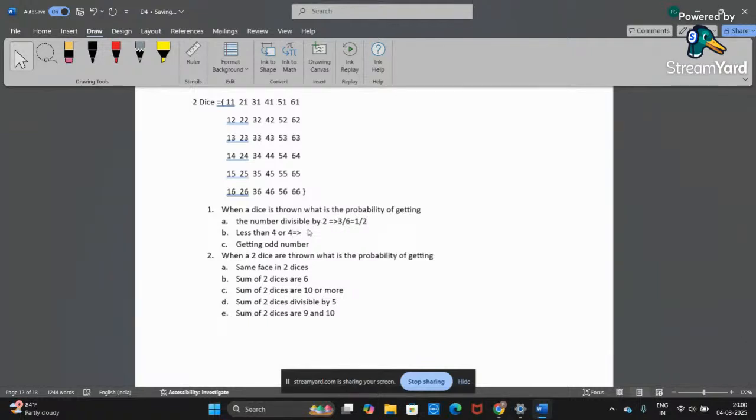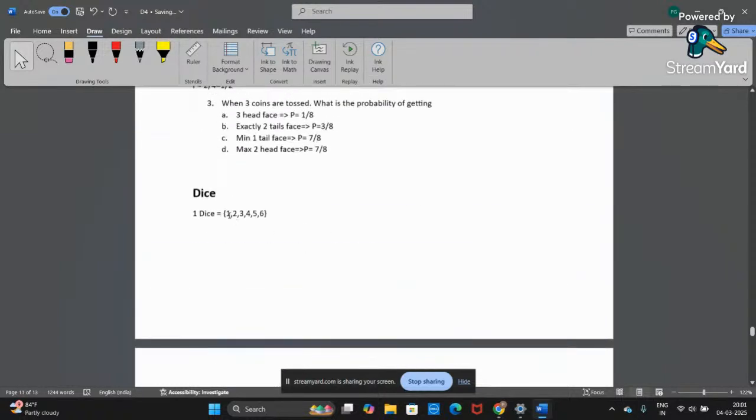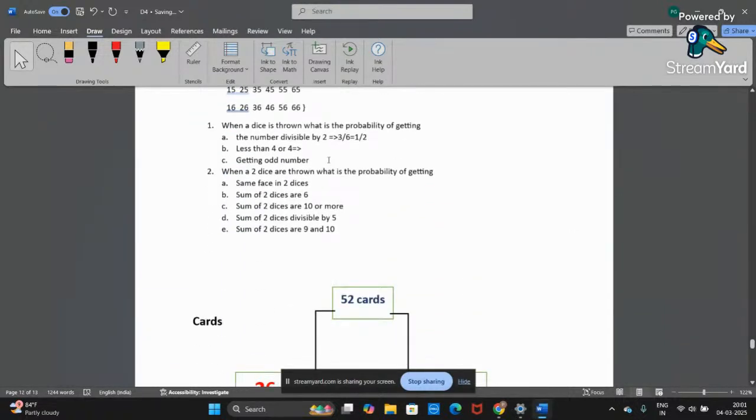Next, less than 4 or equal to 4. So 1, 2, 3, 4. So it is out of 6, it is 4 by 6. So it is 2 by 3 is your probability.